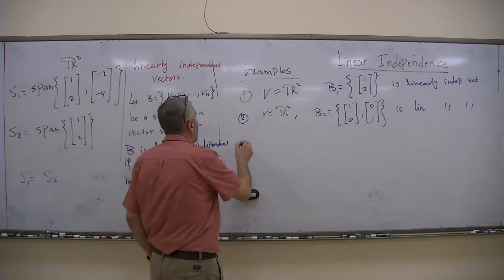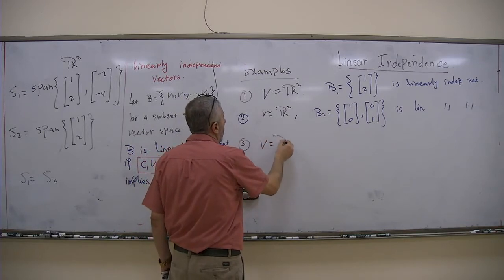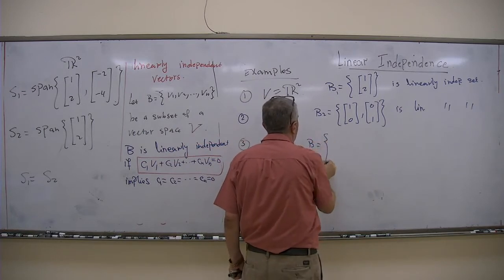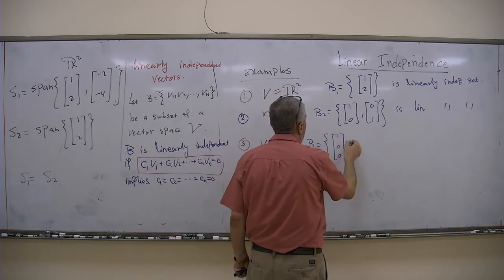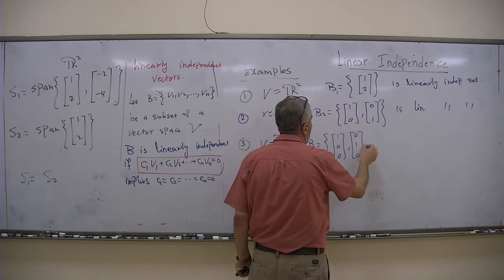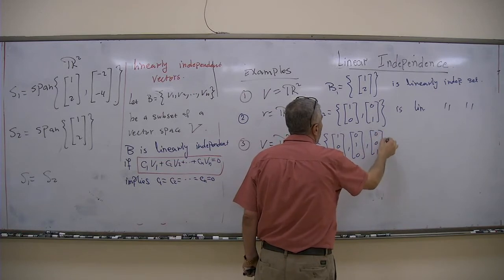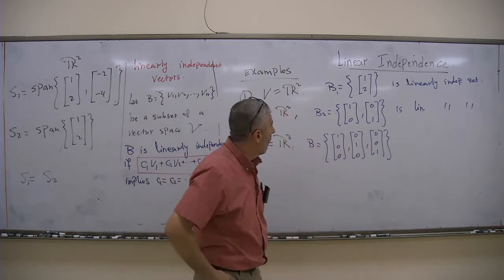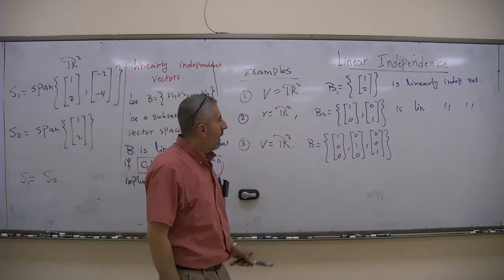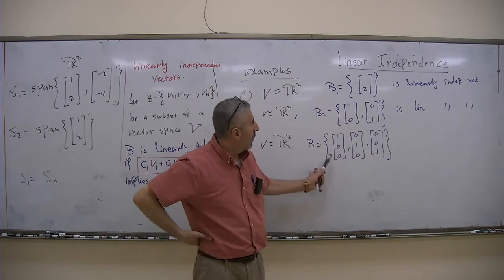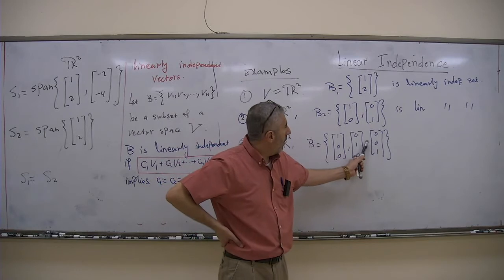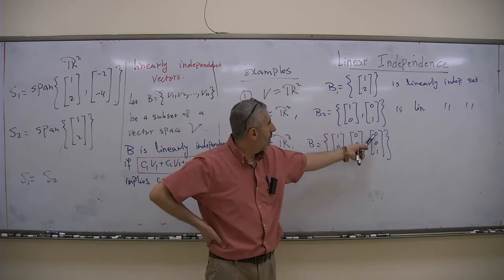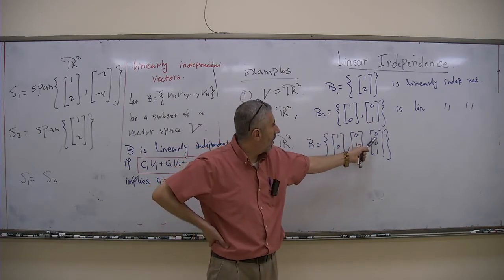3. V equals R3. And here, my B is (1, 0, 0), (0, 1, 0), (0, 0, 1). Is this a linearly independent set? Well, here we have 3 vectors, but they are nice vectors. Can you get one of them as a linear combination of the others? If I multiply this by C1, this by C2, can I get this one? Or if I multiply this by C1, this by C2, can I get this one?